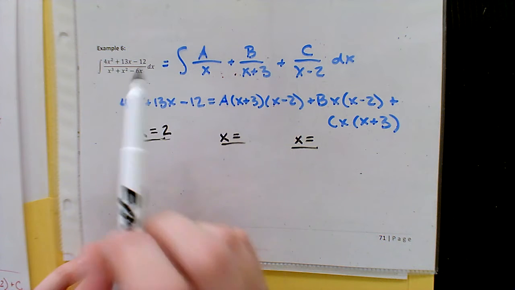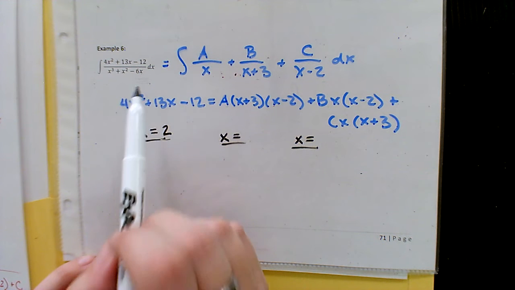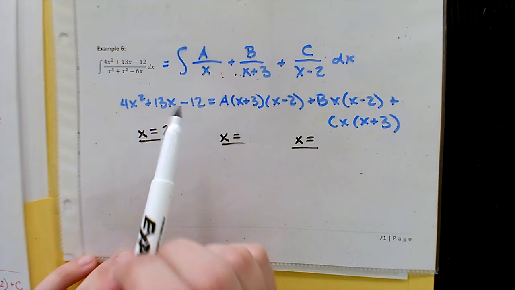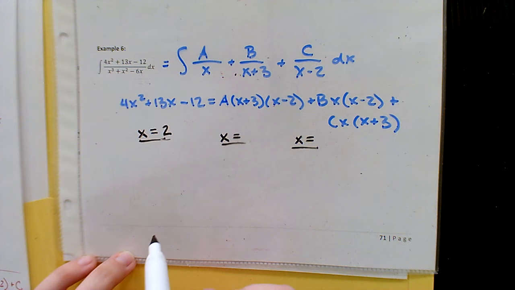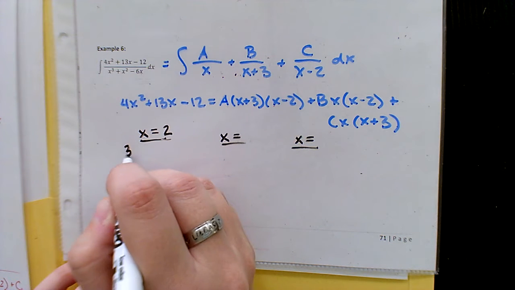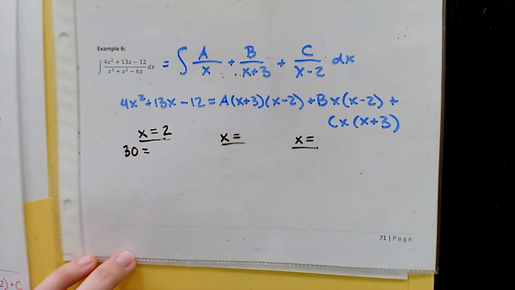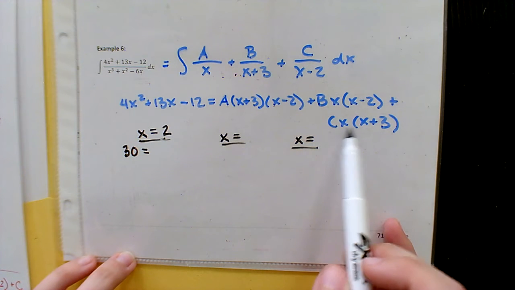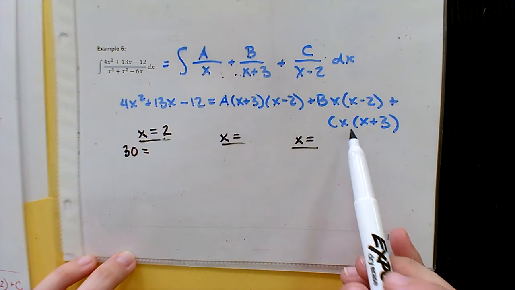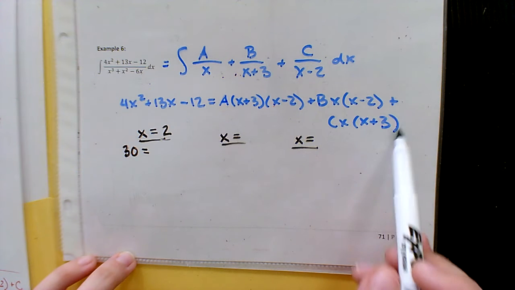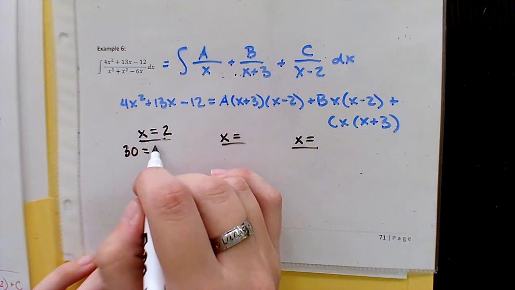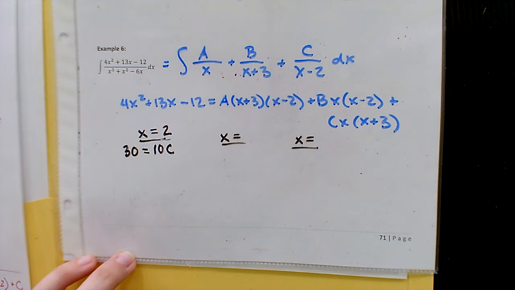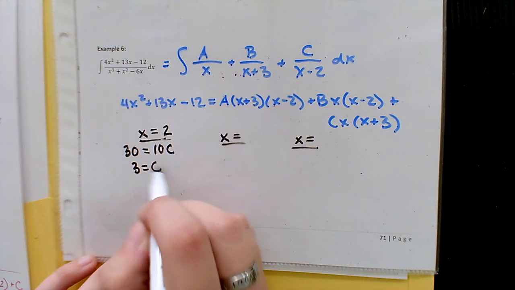If you plug in 2 for all the x's, 2 squared is 4 times 16 plus 26 minus 12. I think that's 30. And we already said plugging in 2 would cancel out A and B. If we plug in 2 for the x's with the C term, we would have 2 times 5. So that would give us a 10C that's left. So solving for C looks like we get 3.